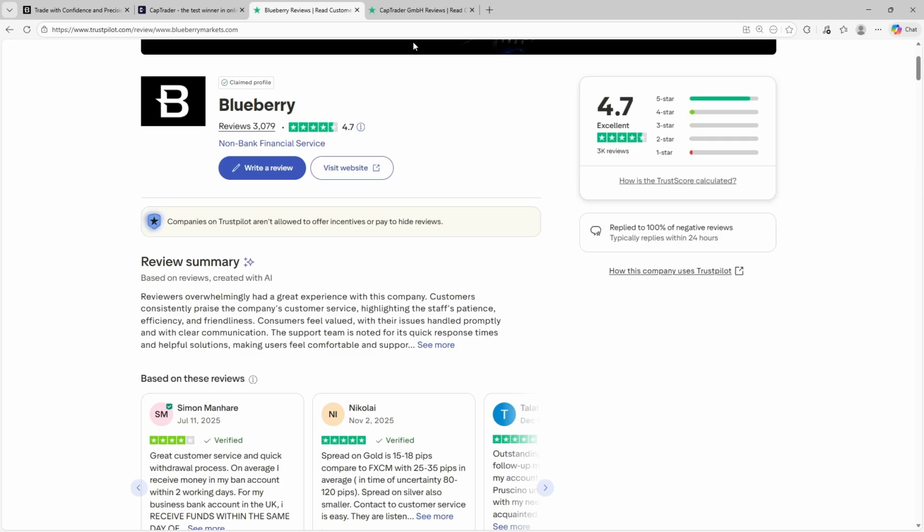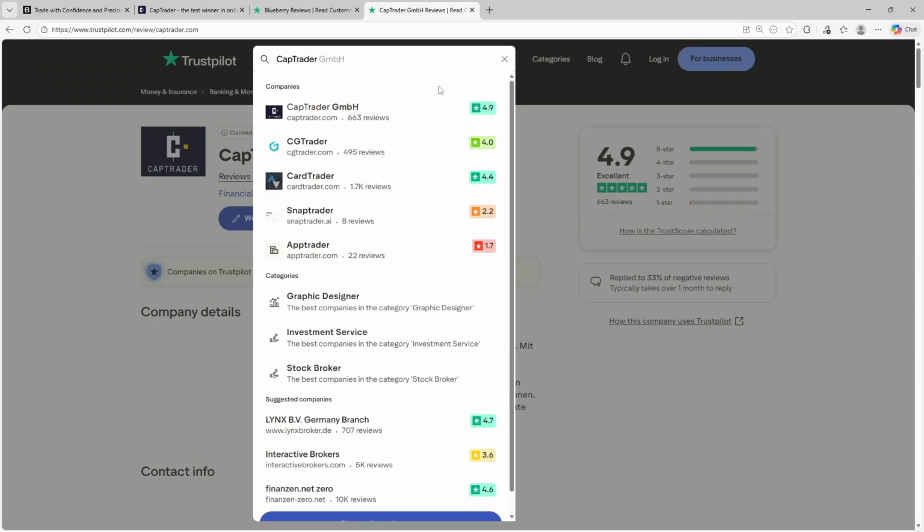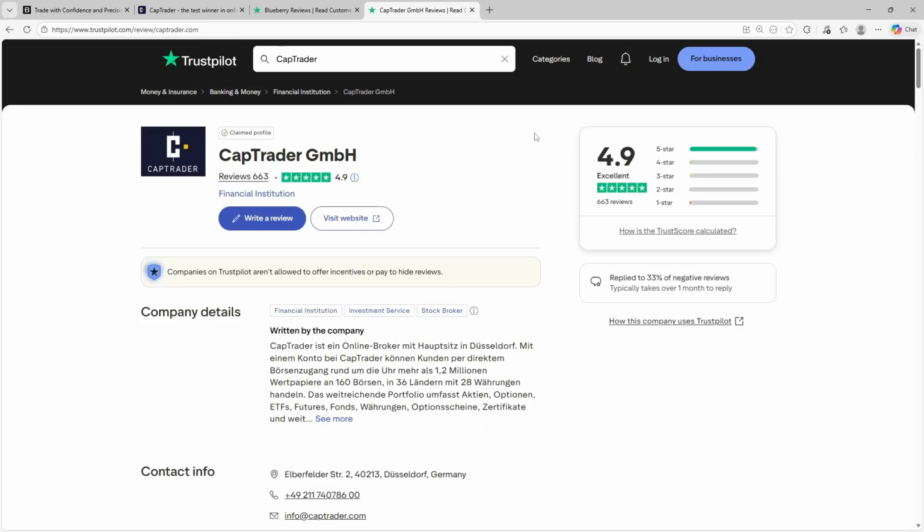CapTrader holds an even higher Trustpilot rating of 4.9, with users consistently praising low fees, access to global markets, and professional-grade tools. Customers often comment on the platform's reliability, cost efficiency, and suitability for long-term investing and options trading.